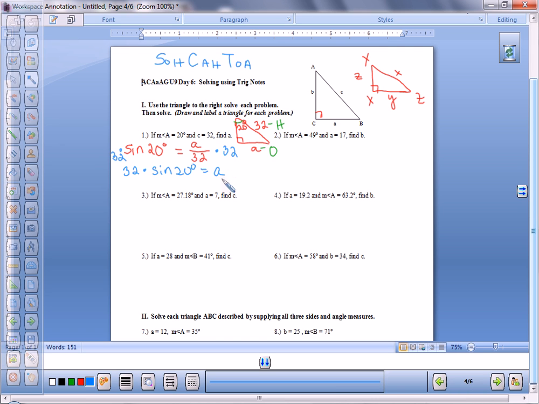We have to finish today's lesson. All right, so I'd like you to punch into your calculator 32 times the sine of 20. And if you got out 10.9 approximately, then your calculator is in the correct mode.